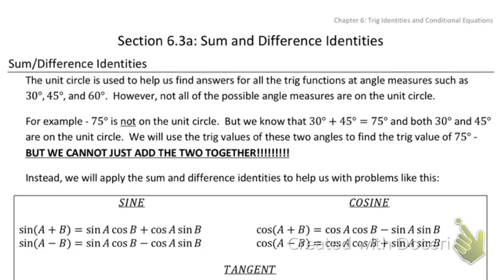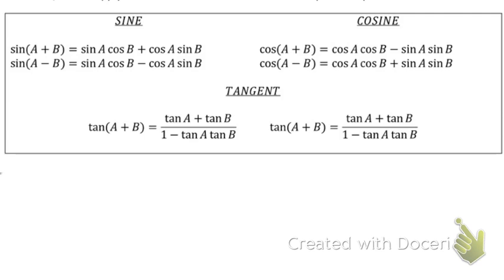So, for example, if you look at a unit circle, 75 degrees is not on your unit circle. However, what is on your unit circle is 30 degrees and 45 degrees. And 30 degrees plus 45 equals 75 degrees. However, you can't just get your sine value at 30 degrees and your sine value at 45 degrees and add those two values together. It just does not work that easily. When we are adding two angles to get to one, we have to use one of these identities.